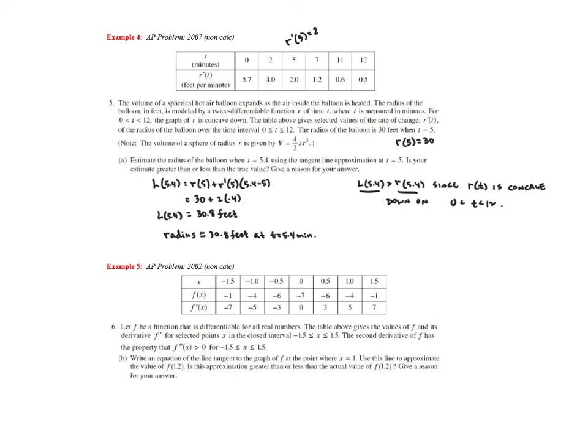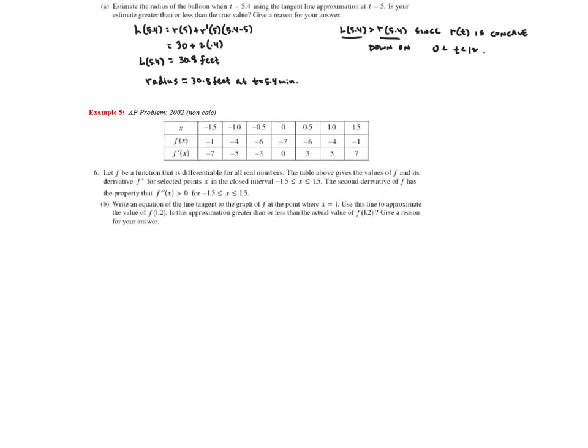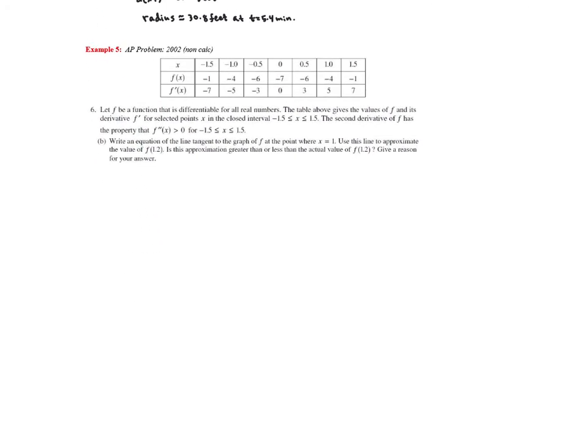Okay, outstanding. Let's look at number 5 here. Example 5 from 2002. Problem number 6. Let f be a function that is differentiable for all real numbers. The table above gives values of f and its derivative f prime for selected points of x in the closed interval from negative 1.5 to 1.5. The second derivative of f has the property that f double prime is greater than 0. Okay, that's going to make our tangent line approximation an underestimate.